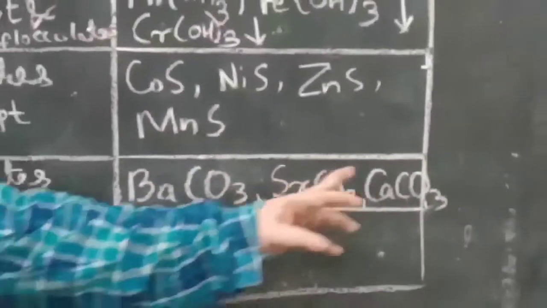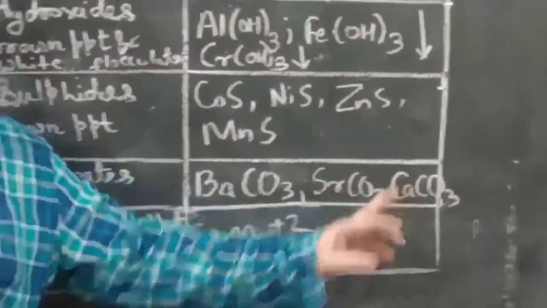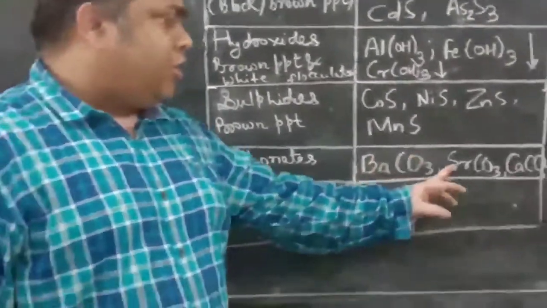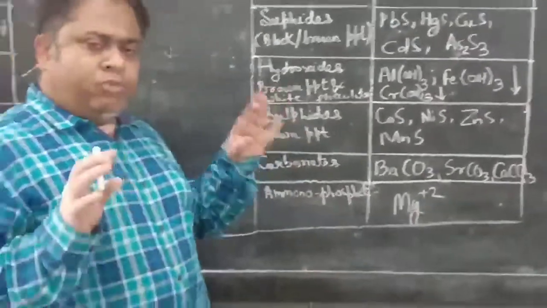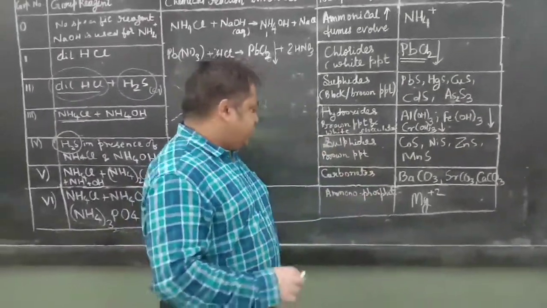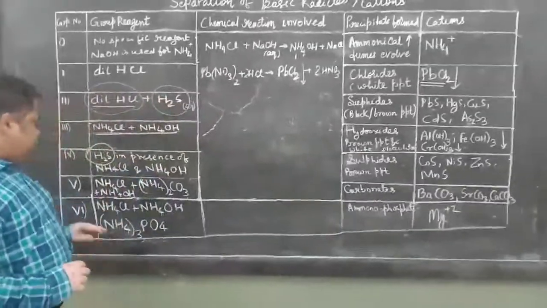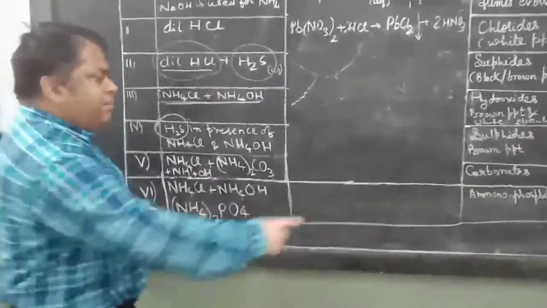After the white precipitate is formed, we separate it into 3 test tubes and do the confirmatory test of each of these, which I will tell you in another video. Today we will only be doing the broad cation separation. The sixth group only contains the magnesium cation.